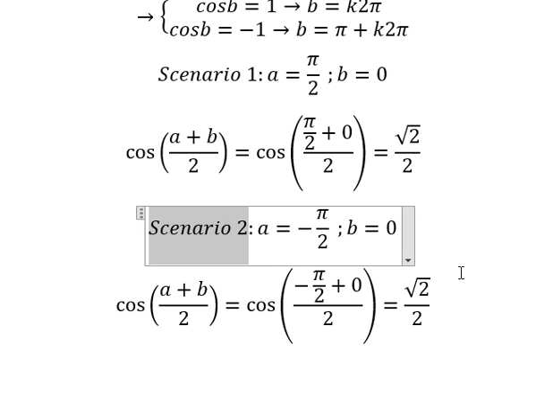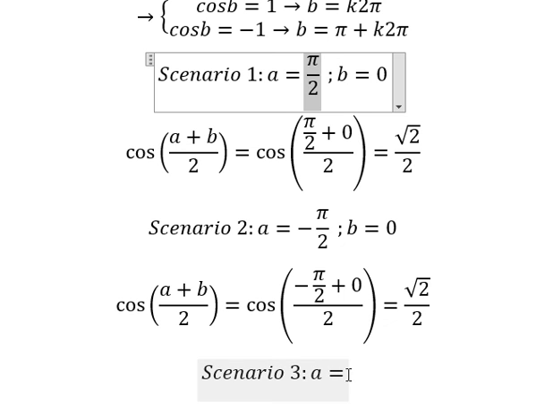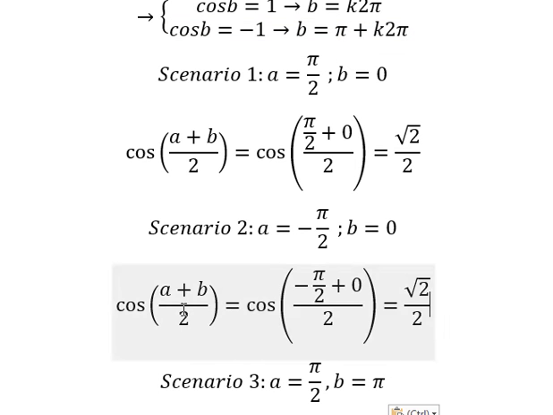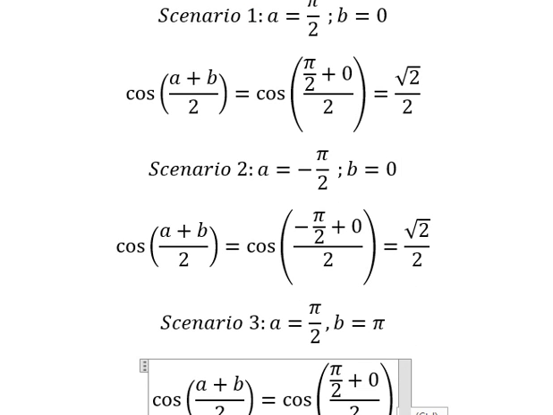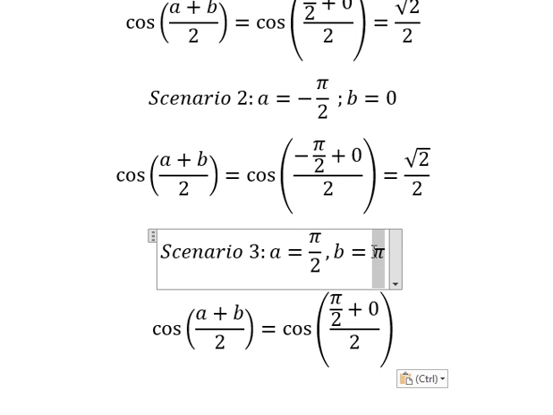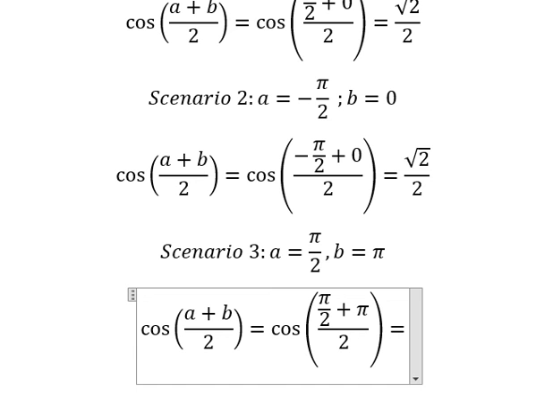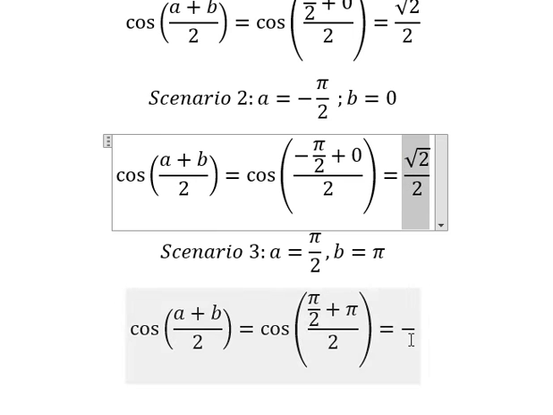Scenario number 3, a equals pi over 2. Now b in here equals pi. So we put pi in here, and we will get the answer in here. That should be negative the square root of 2 over 2.